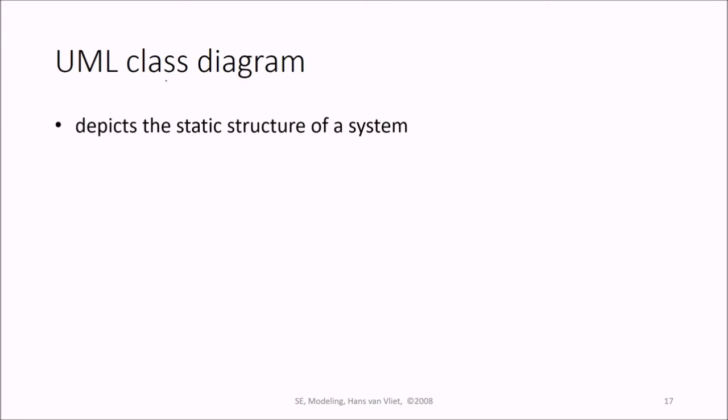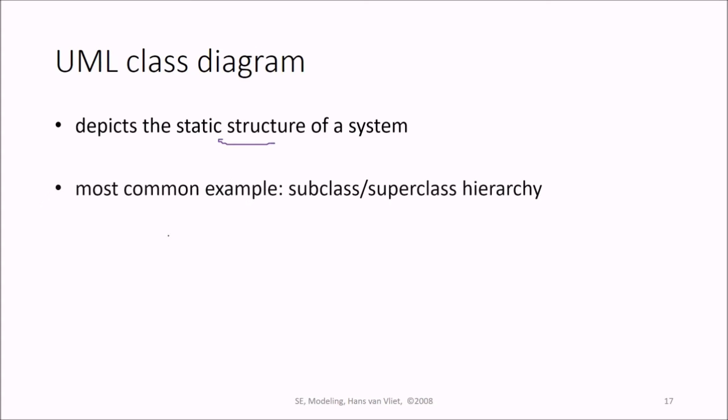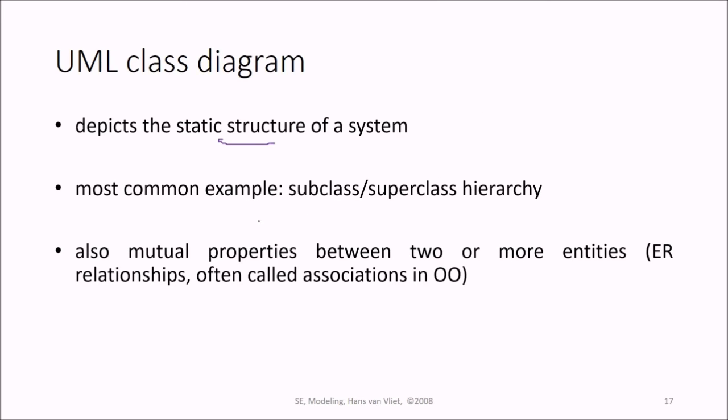Then UML class diagrams depict the static structure of a system. The most common example is the subclass, superclass hierarchy. Almost all mutual properties between two or more entities are there. That is the ER relationship. These are often called associations in the object-oriented paradigm.